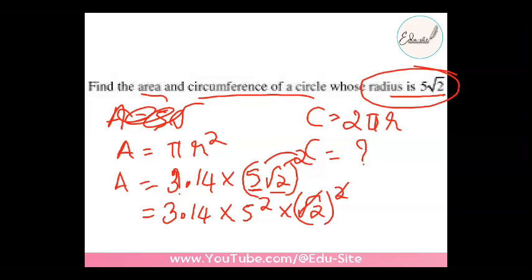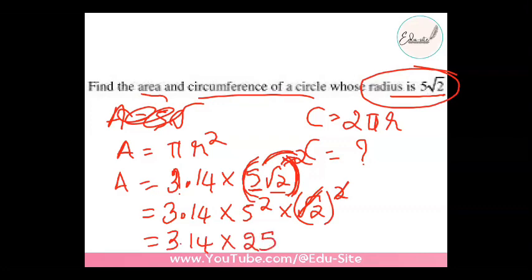Understood? So square root does not cancel out when it is for the whole, right? We cannot cancel the whole with the part. You're going to multiply it with the part, that is 5 squared into root 2 whole squared. So root 2 and square cancel out. So this is 3.14 times 5 squared. What is 5 squared?